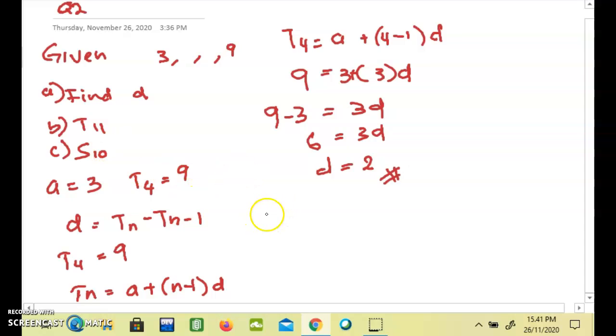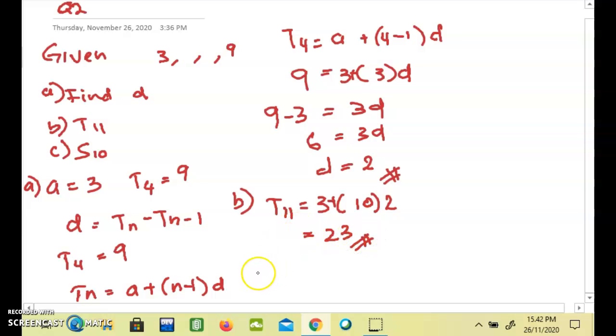Now we are going to find the value for the next question. We are going to find the value for T11. Okay, so we have 3 plus 10 multiplied by 2. So 23. Okay, and the last one is to find S10.